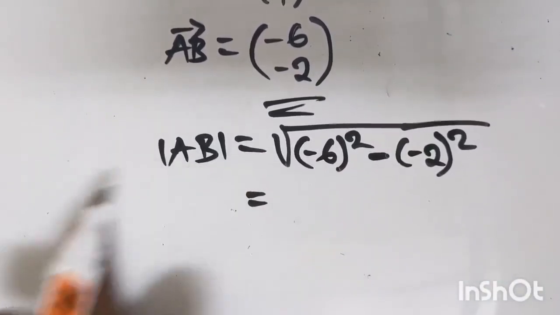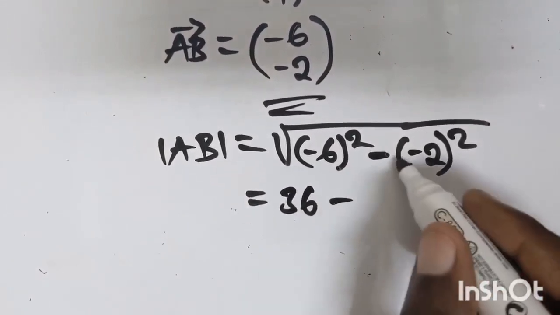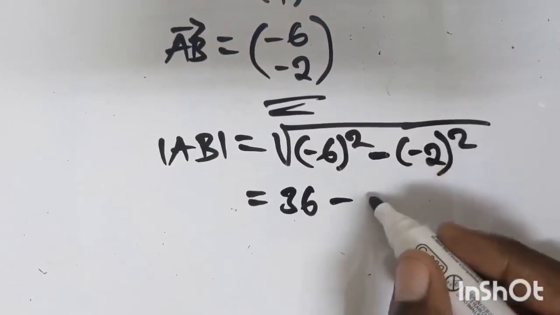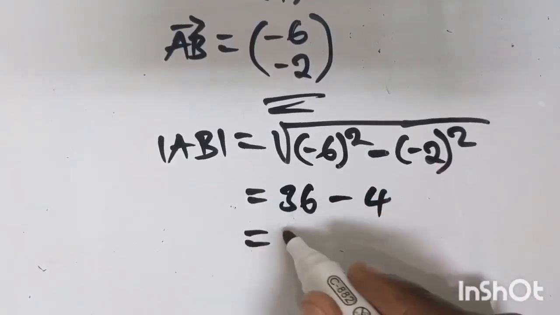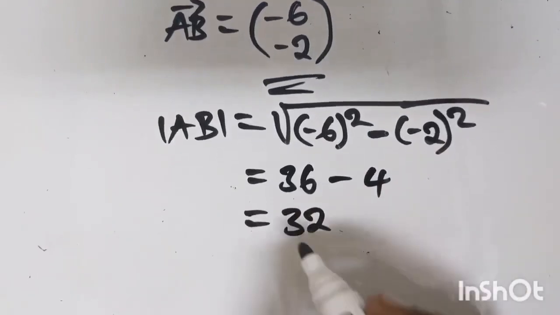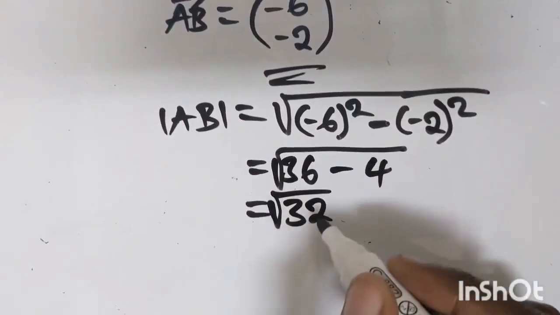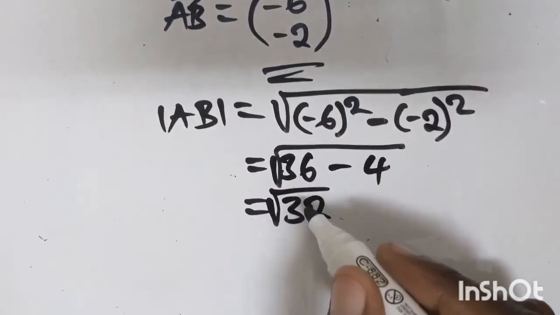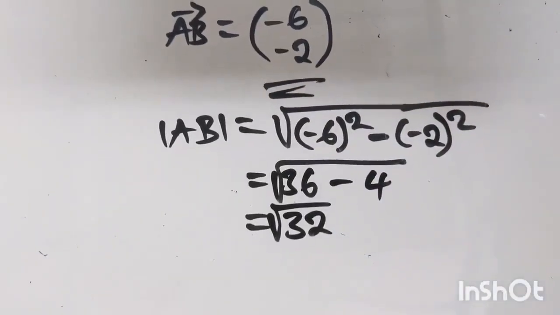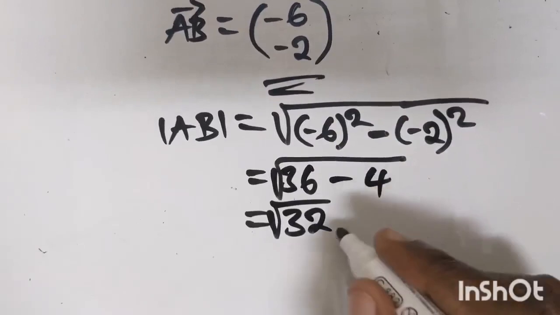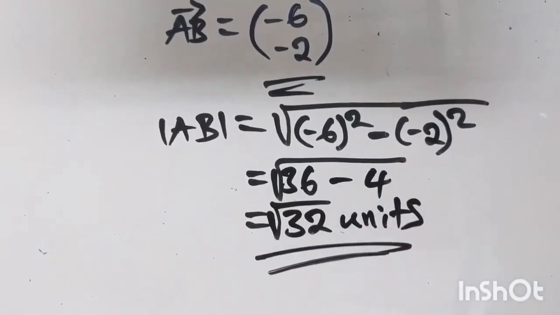So meaning that it is going to be positive 36. Plus, what is 2 squared? 2 squared is 4, like that. So it is going to be 36 plus 4, which is 40. So you know that we don't have a perfect square root for this one. So that is how you can find the magnitude. After that, you just put units like that. So that is the magnitude.